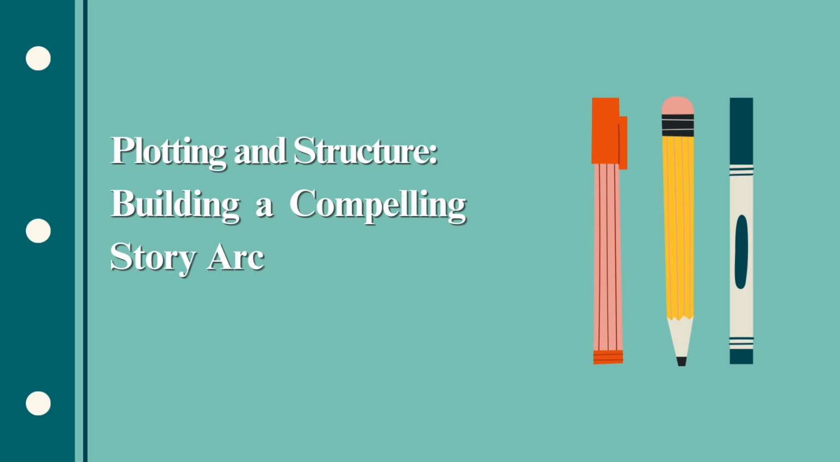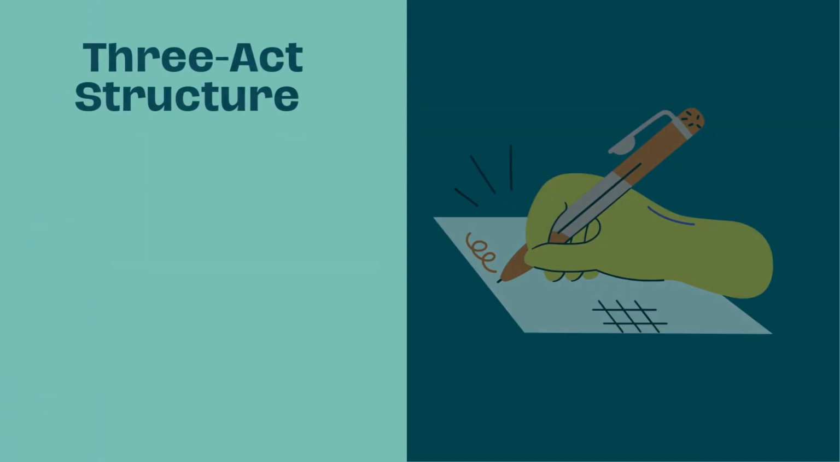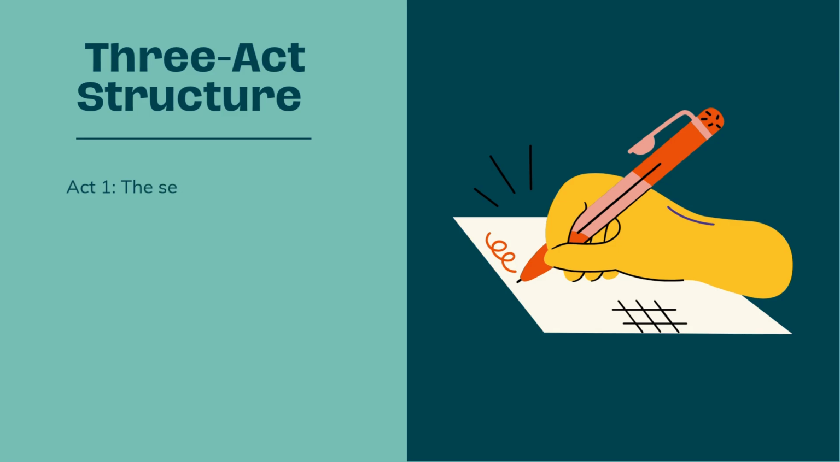Now that we've got our characters, let's talk about plotting. How do you create a story that keeps your audience hooked from beginning to end? One approach I recommend is the 3-act structure. This structure divides the story into 3 parts.